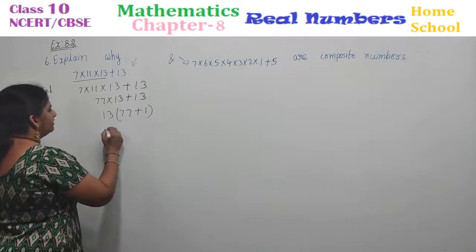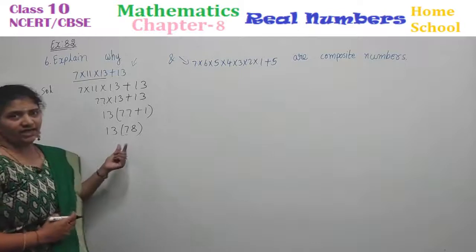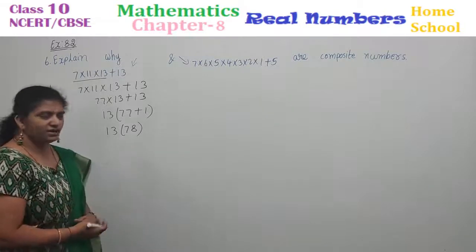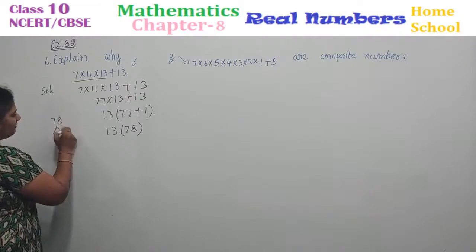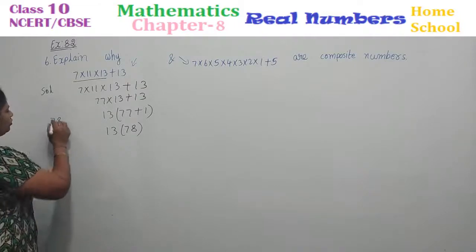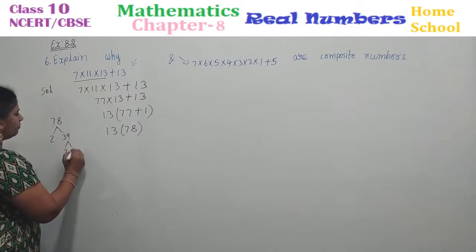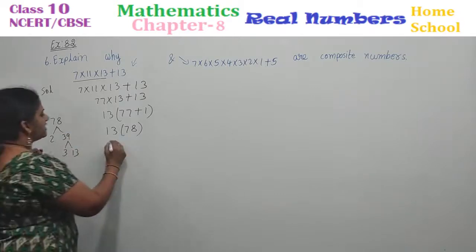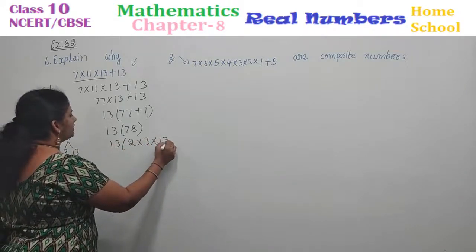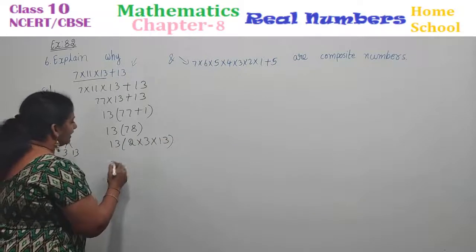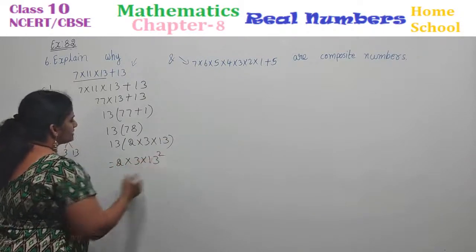77 plus 1. 13 into 78. 78. Further, I'll split this. How can I split this 78? Look here, let me go with the prime factorization. 2 3s are 6, 2 9s are 18. Then again 3 1s are 3, 3 3s are 9. I just split with 2 into 3 into 13. Finally, I write this as 2 into 3 into 13 square.